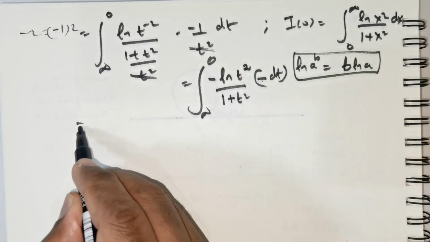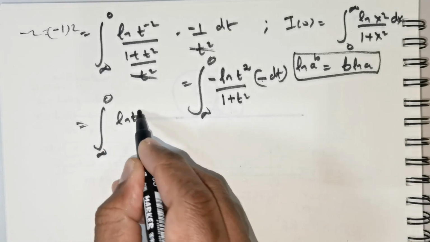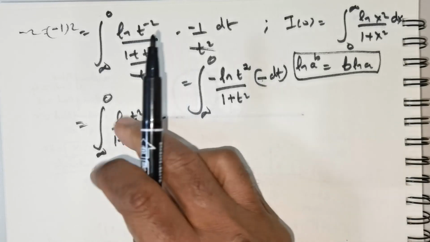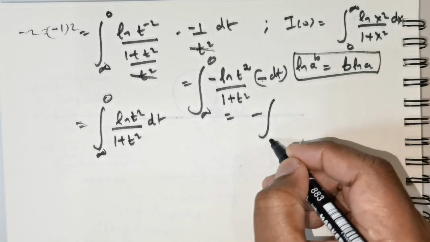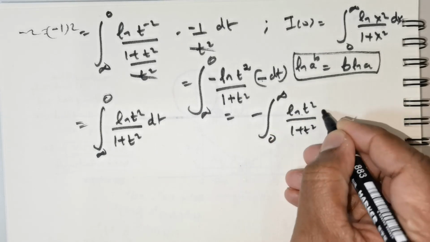Negative negative will become positive, so it's going to be infinity to 0 ln of t squared divided by 1 positive t squared times dt. Now I want to change the limits. If I were to change the limits, this is going to be negative of 0 to infinity ln of t squared divided by 1 positive t squared times dt.